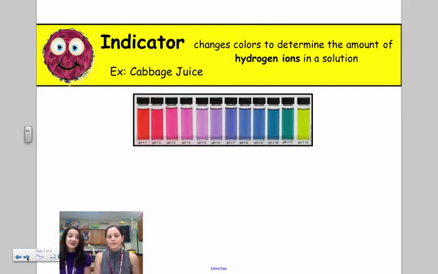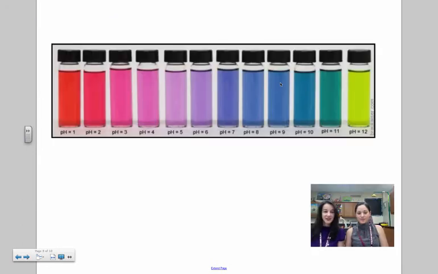Now, something that scientists are able to use in the lab that can actually tell them the pH of any solution is a common household item, cabbage juice. Smells terrible, but makes nice, pretty colors. Cabbage juice is an indicator because it changes color to determine the amount of hydrogen ions in a solution. So if we take a look at these pretty colors, they actually have meaning behind them. If the cabbage juice turns a darkish red, that means that your solution has a pH of about 1.